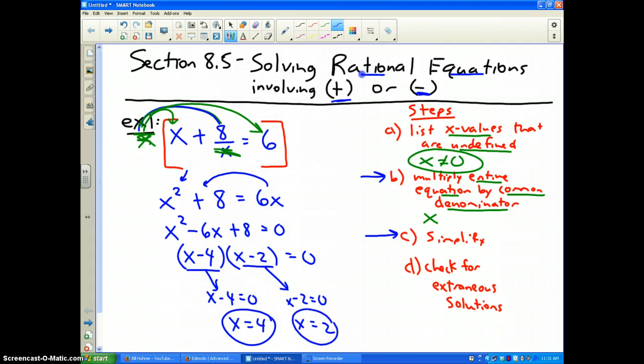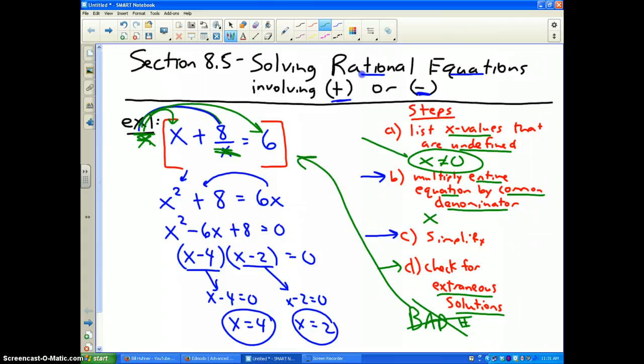Now, the last step, we need to check for extraneous solutions. What is an extraneous solution? It is a bad number that doesn't work in our equation. You're going to always have those. Now, part of these bad solutions are right there where we listed the values for x that are undefined. But I noticed that I don't have any x equal to 0, so I'm okay.